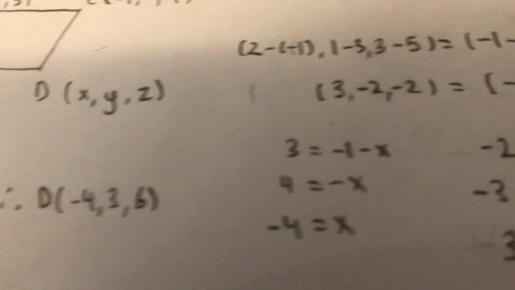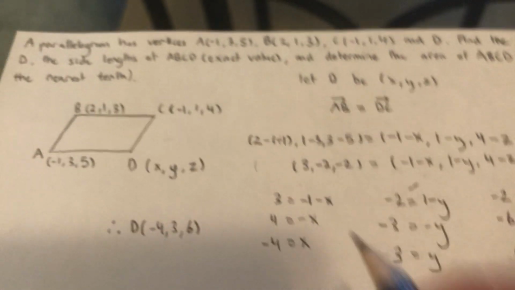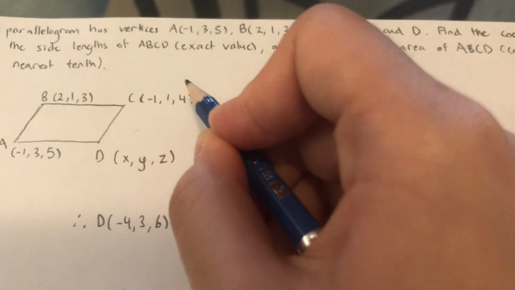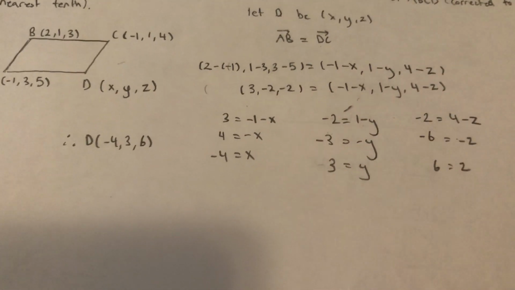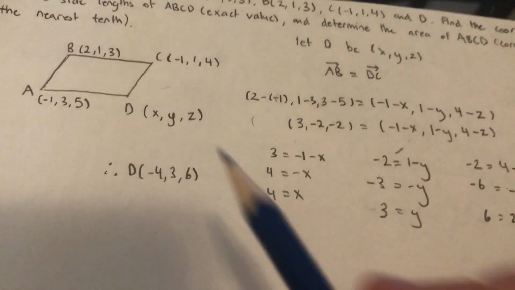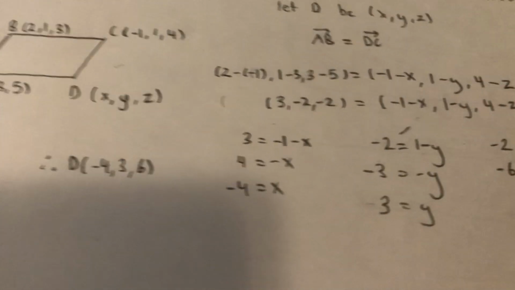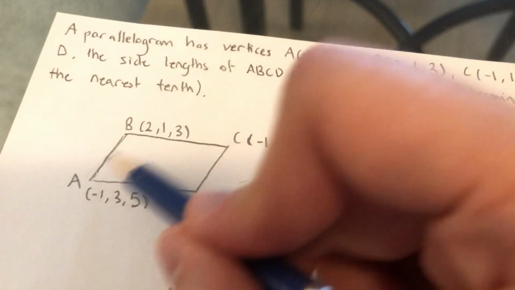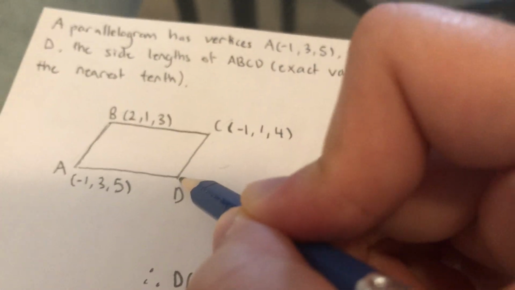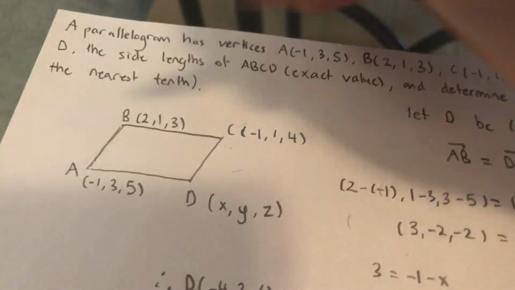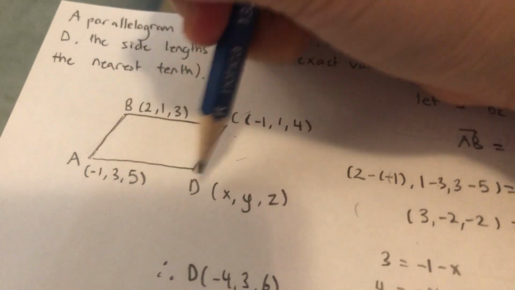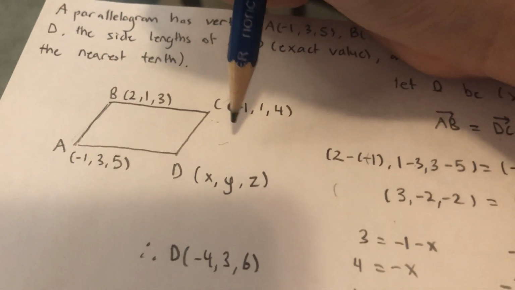Now let's move on to the second part of the question. We need to find the side length of ABCD, and we need to use the exact value. So let's think, what do we know about the side length of this parallelogram? Well, since these two sides are parallel, this should mean that these two sides have the same side length. And same thing with the top and bottom. They're also parallel, which means they should have the same side length.